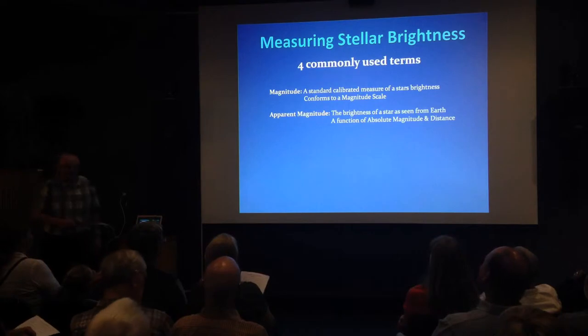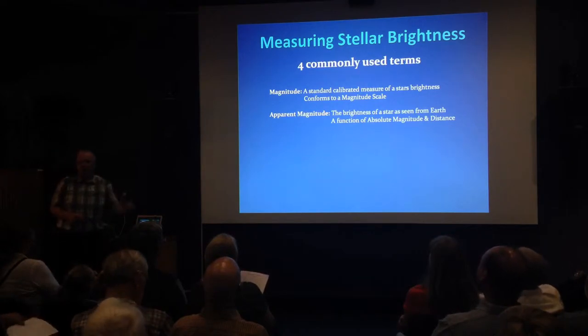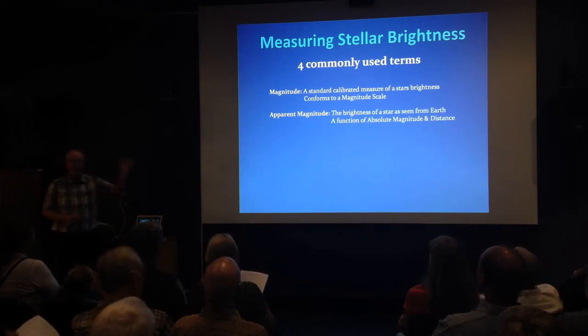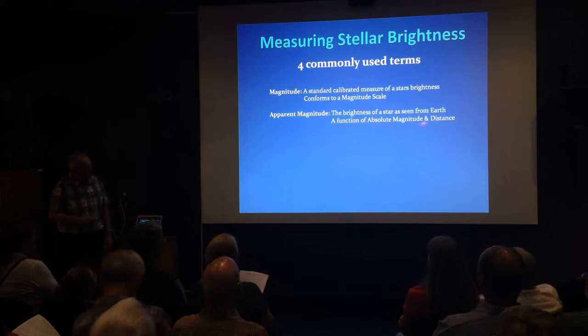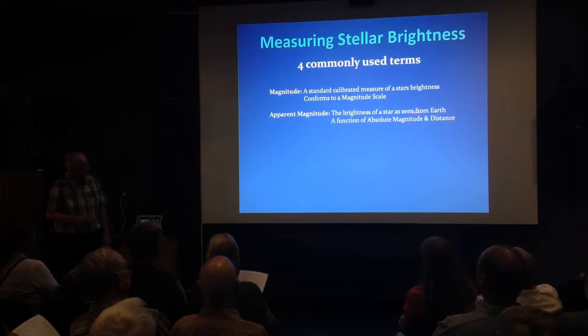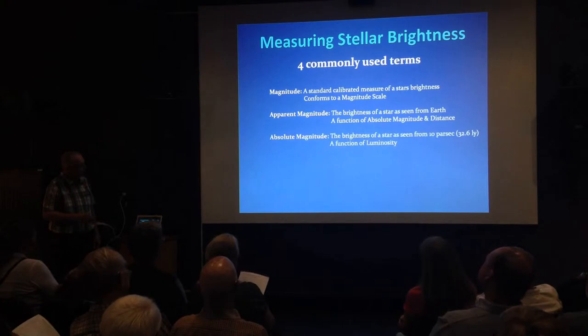The apparent magnitude is how bright a star looks through your telescope or when you look up. Is it bright, is it dim? How it appears to you from Earth. That's a function of how genuinely bright it is, the absolute magnitude, and how far away it is. Another term for apparent magnitude is brightness. How bright is that star? And that's properly worked out with a calibrated brightness scale.